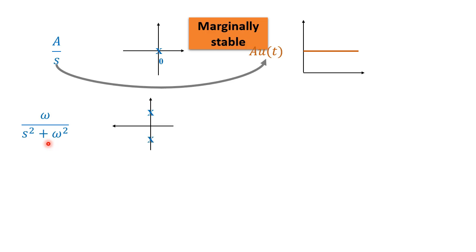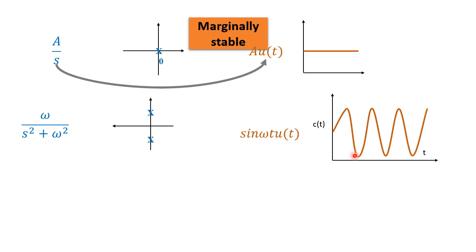So now let's take the Laplace inverse of this. It is given as sine omega t u(t). As we all know, the graph of sine is a pulsating type, and in a sine graph there is a maximum value and a minimum value. By which we can say that this graph is neither approaching infinity nor reaching 0. It remains constant between two values and keeps oscillating between them. So this kind of system is also called a marginally stable system.